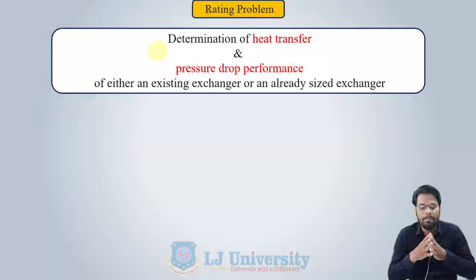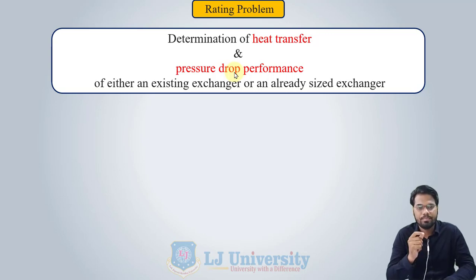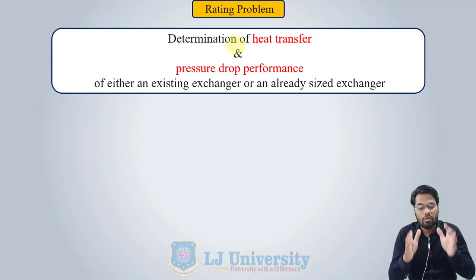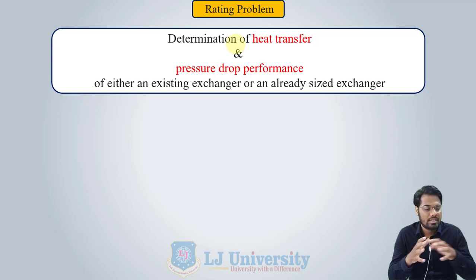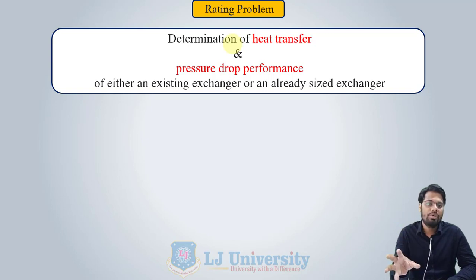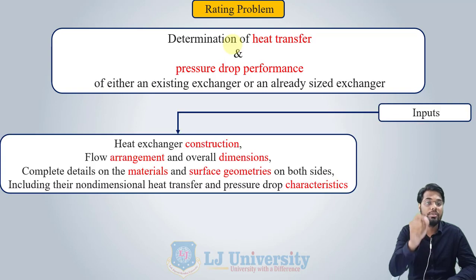What is the rating problem? It is the determination of heat transfer rate and pressure drop performance for either an existing heat exchanger or for the heat exchanger which we are going to design. So in this rating problem, we find out the heat transfer rate and the pressure drop performance for the available heat exchanger, where the size and all the input data is already decided, and from that input data we find out heat transfer rate and the pressure drop performance. So this is considered to be the rating problem.